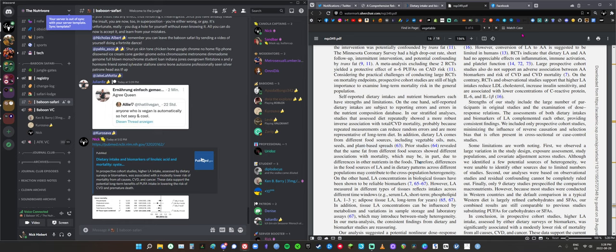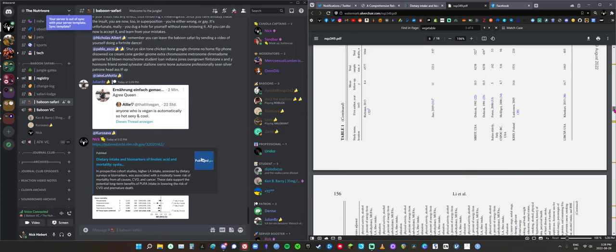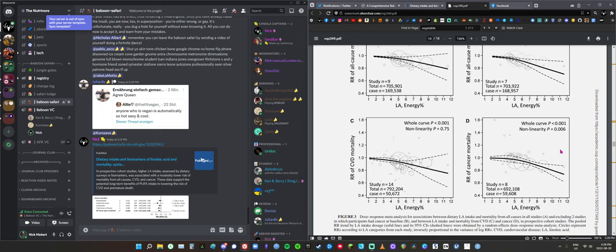So it seems like, by and large, in the general population, vegetable oils are going to be the primary point of contact between people and linoleic acid. So I'm just making an inductive inference that the linoleic acid levels observed in these cohorts are primarily being conveyed through seed oil consumption.